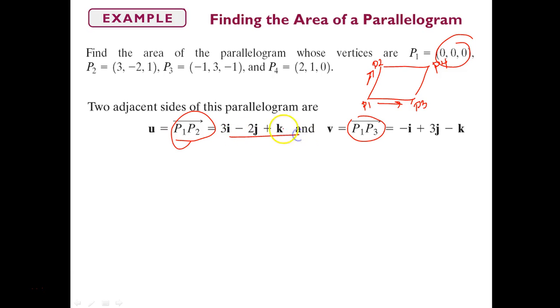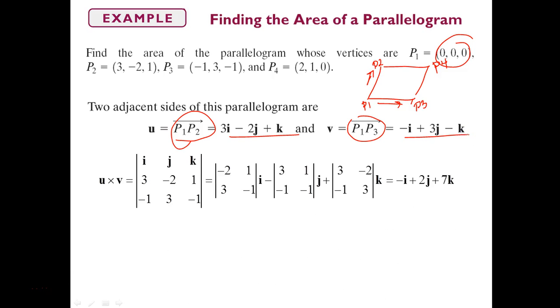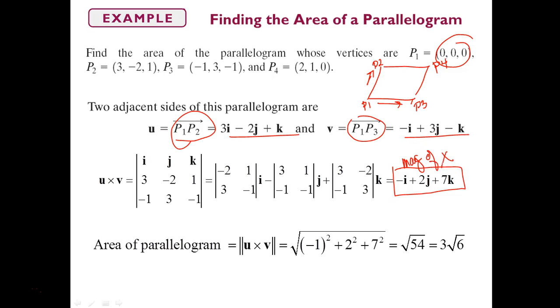So once you have these two, you cross them. That's a little bit involved, but it's not terrible. Find the magnitude of the cross, and that is going to be the area of your parallelogram. That is it. Unfortunately, there's no cheat in the calculator. You really got to bust it out and do it by hand. But it's not so bad, and it's a little fun. And that's how you use a cross product to find the area of a parallelogram.